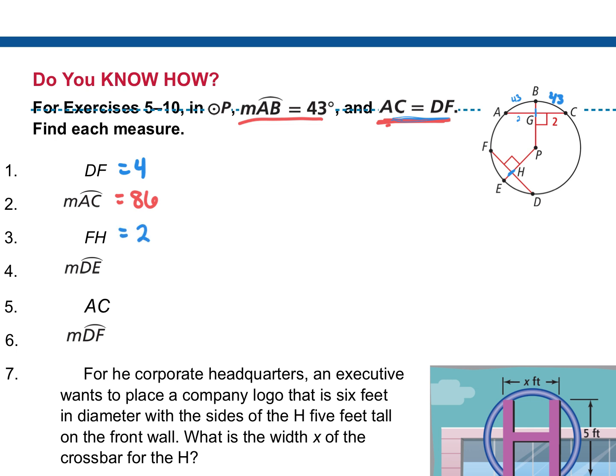Arc DE, that's this arc right here. Why is that one also 43? Yep, it's congruent. If this chord and this chord are the same, what do we know about their arcs? They're also the same. Yep. AC, right here, we already talked about that. That one's 4. And then DF, we also talked about that one a little bit. That one's also 86. So see how a lot of it was just not, I don't want to say assuming, because you never want to assume, but see how they all kind of connect to one another and everything that's connecting to each other?